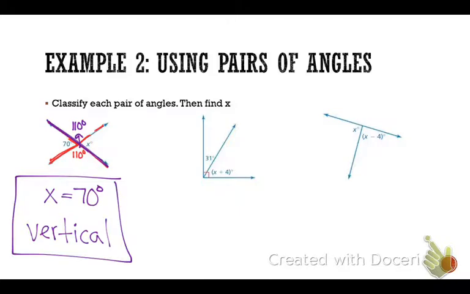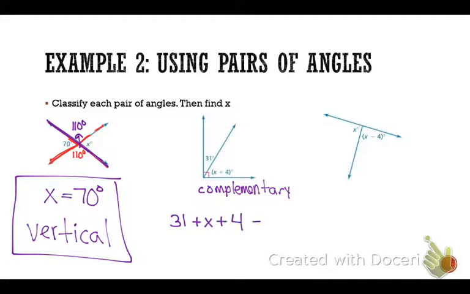All right, let's look at the next pair. What kind of angles are these? What kind of angles are these, Lydia? On the second one. They're complementary. All right, so complementary, yes. Complementary. So when they're complementary, what did I say that they're going to add up to? 90. So 31 plus x plus 4 equals 90.